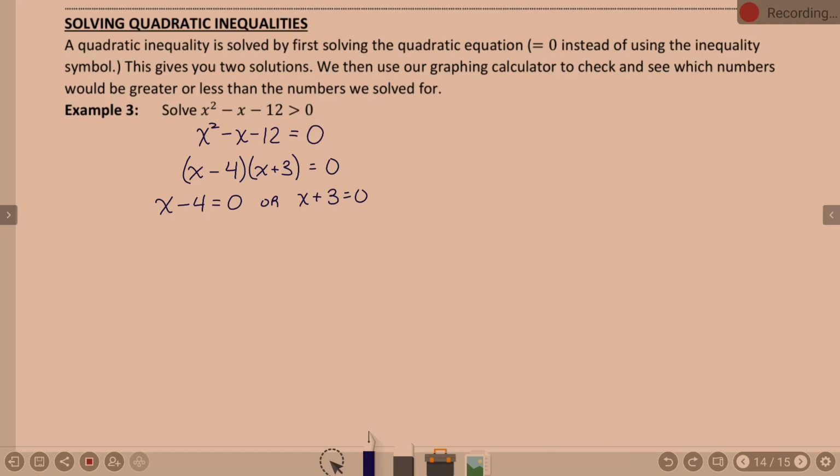Solve each of those. We have x equals 4, or x equals negative 3. If we just wanted to look at the equation, there are solutions. And if we just look at the graph of this parabola, those places are going to be where the graph crosses the x-axis. Okay, so your solutions when you set an equation equal to 0 like that are when my graph crosses the x-axis.